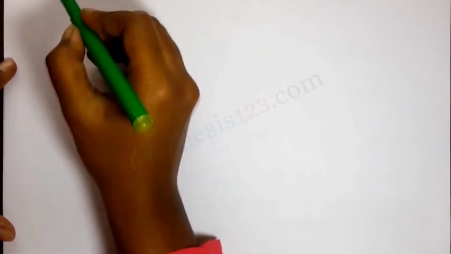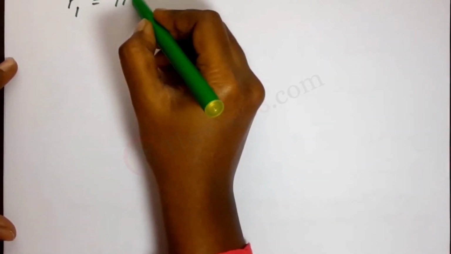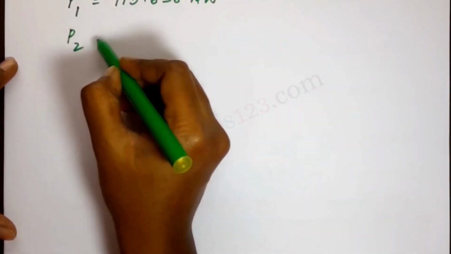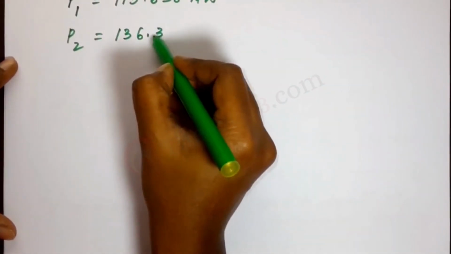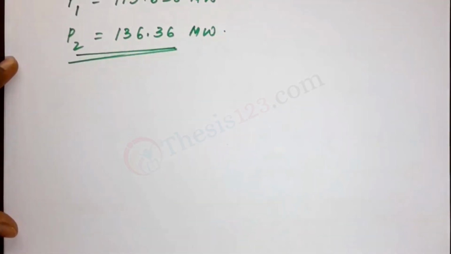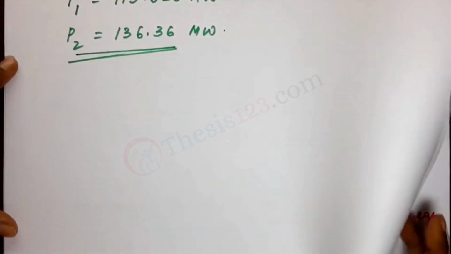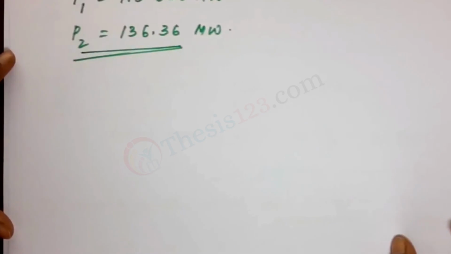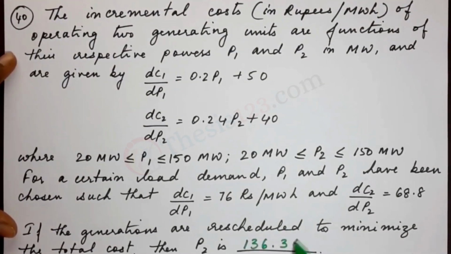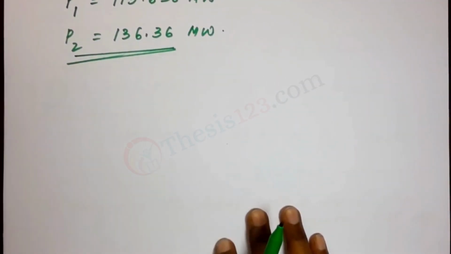Now, you should get a value of P1 as 113.636 megawatts and P2 as 136.36 megawatts. Now the question asks you for P2 alone, so the value that you should write down is 136.36 megawatts. So this is the entire solution, and I hope this has helped.